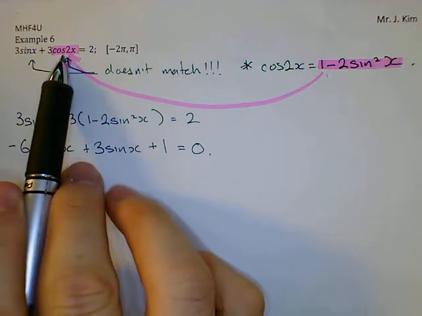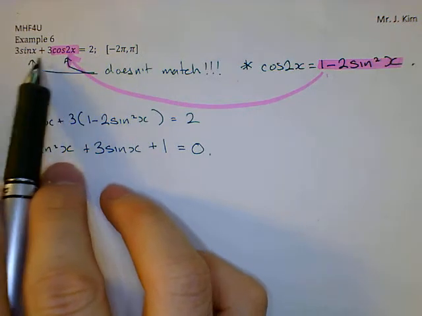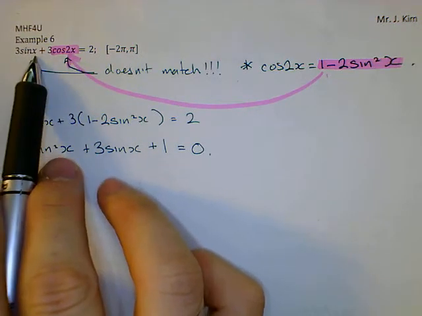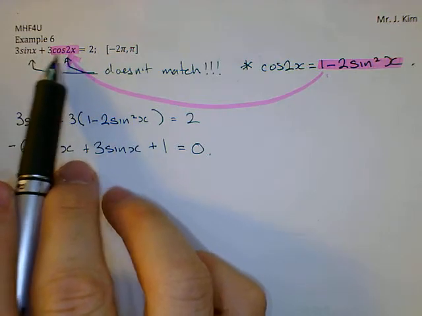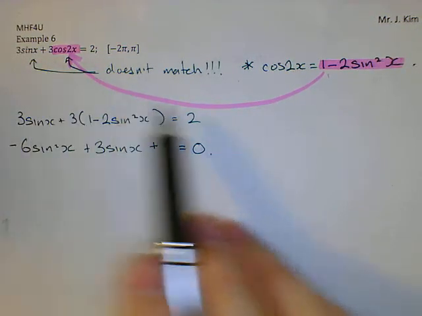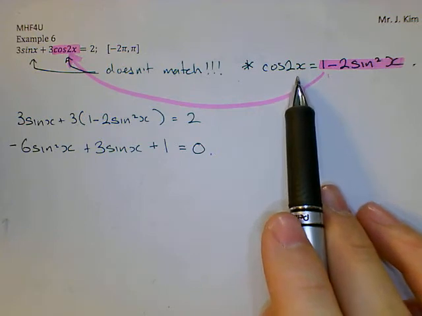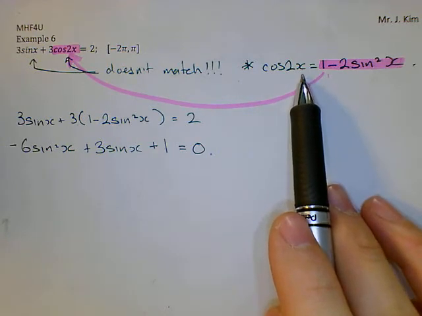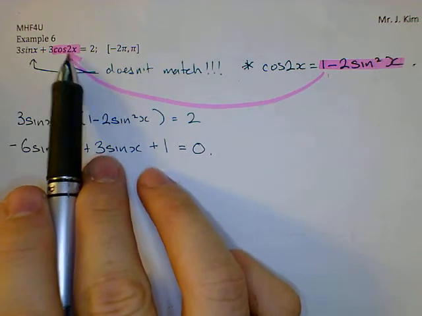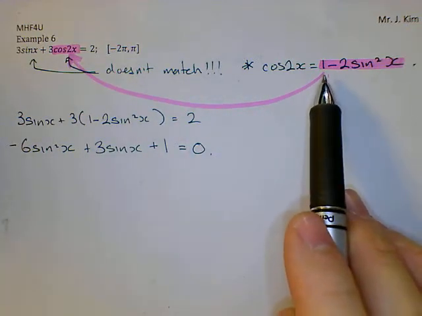This question on its own has a 2x with an x. They can't be joined in any proper or useful shape or form, at least at our level. So we have to do something about it. If you remember our double angle identity, cos 2x, we can rewrite it as 1 minus 2 sine squared x.